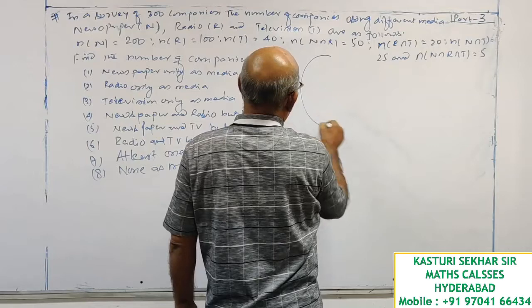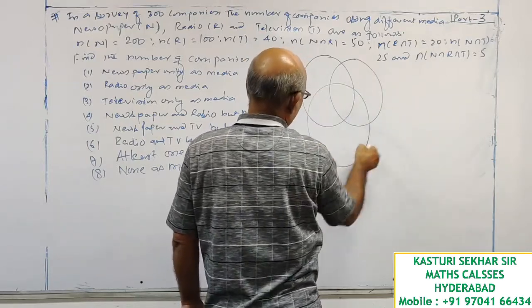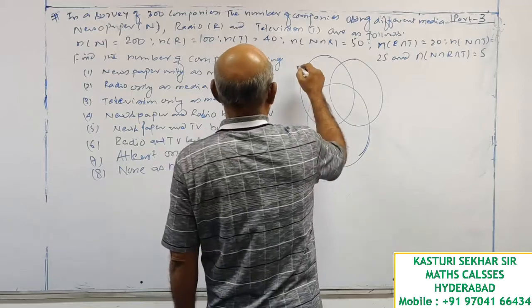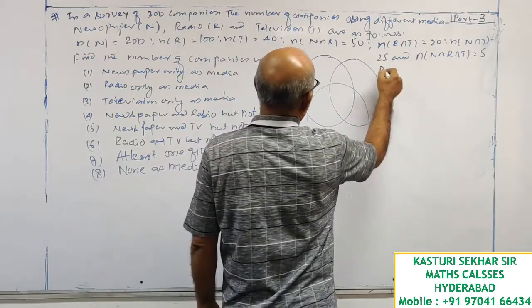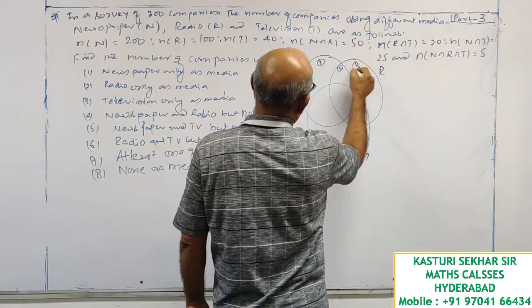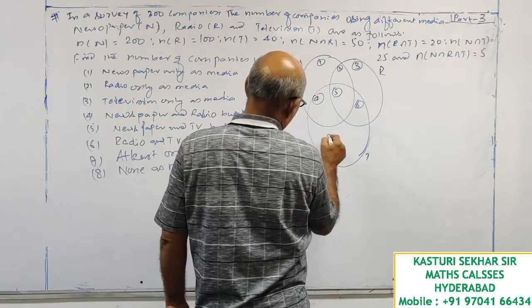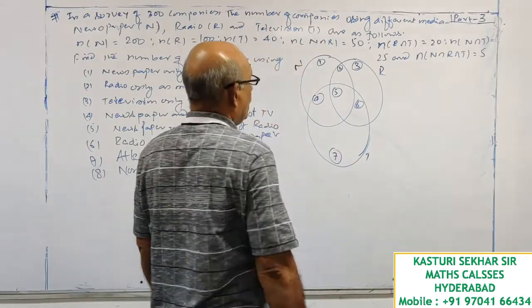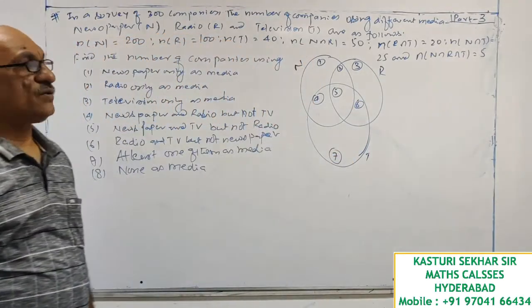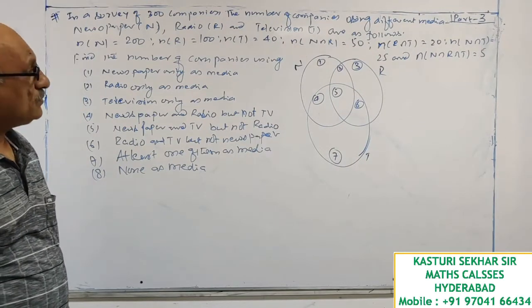Let us see the Venn diagram for this. This is newspaper, radio, television. 1, 2, 3, 4, 5, 6, 7. So it is divided into 7 parts.